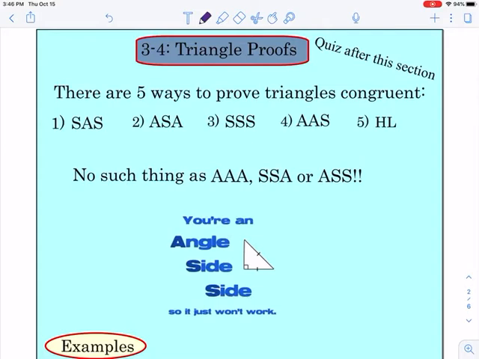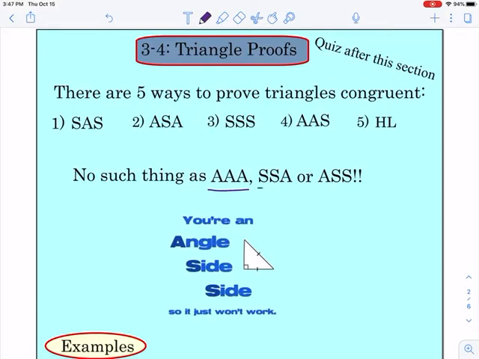So please don't forget you're going to have a quiz after this section, which is 3-4, and we're going to concentrate again on more triangle proofs. And again, keep in mind that there are 5 ways to prove triangles congruent. That is never going to change. We have side, angle, side; angle, side, angle; side, side, side; angle, angle, side; and hypotenuse, leg. There is no such thing as angle, angle, angle. You can't have 3 angles congruent and prove that the triangles are congruent.